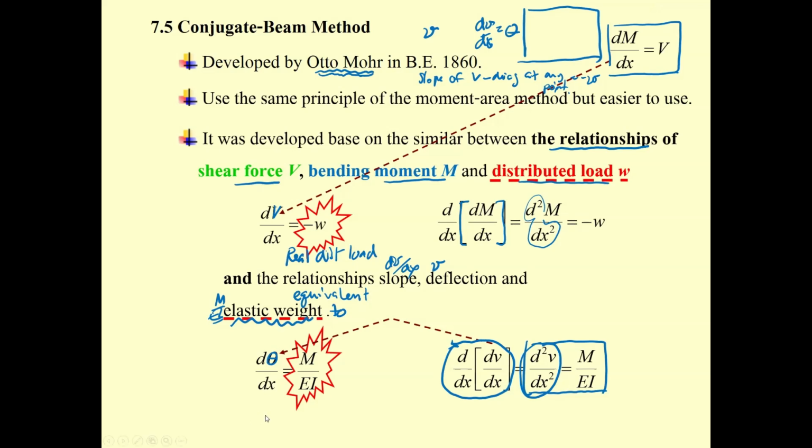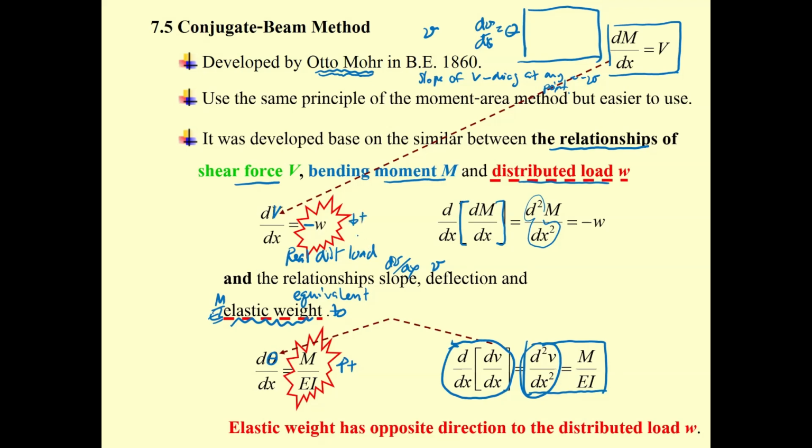And then if you use this elastic weight to compute the shear force, I should say the elastic weights have the opposite sign to the W, which is downward positive. That means M over EI is upward positive. This one is downward positive. Since it has the negative side, upward is positive.